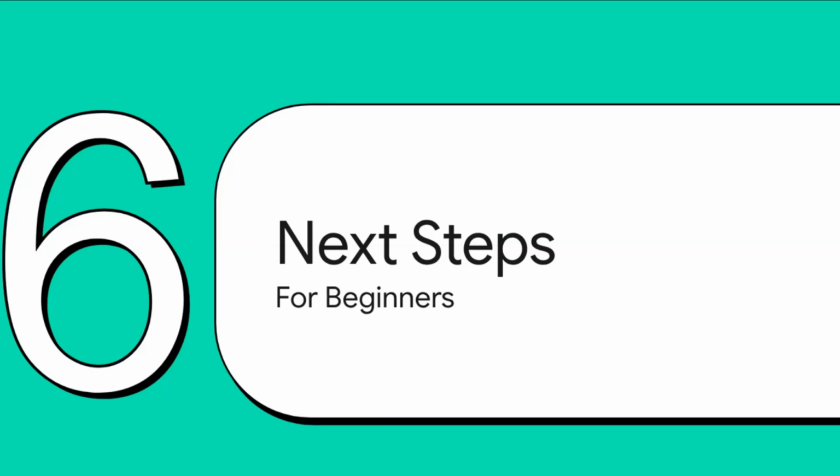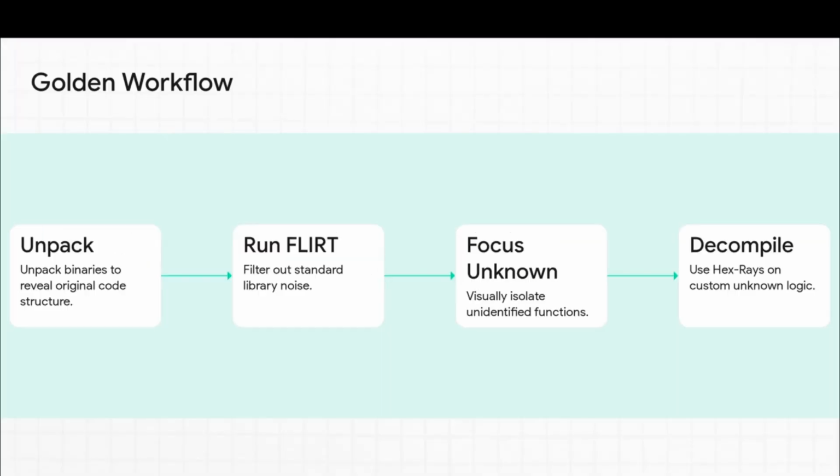Finally, Section 6, Next Steps for Beginners. Let's bring all this together with some actionable advice for your very first malware triage. I like to call this the golden workflow. Step 1. Always unpack your binaries first. Packed executables hide the original code structure, and FLIRT just can't read them until they're unpacked.